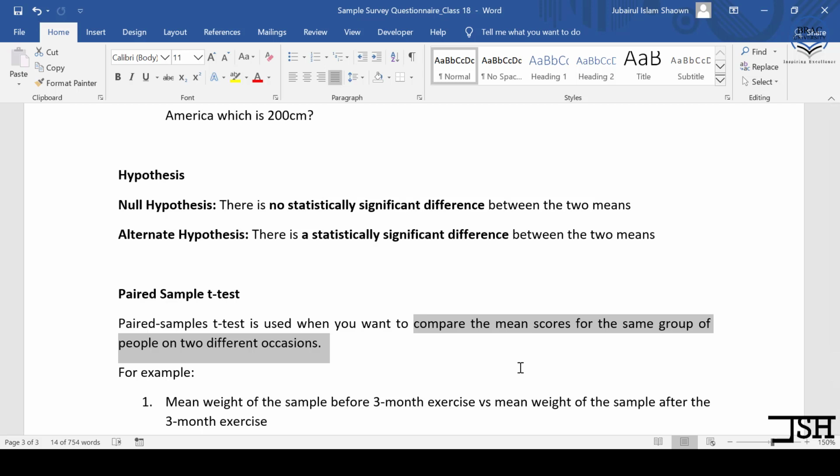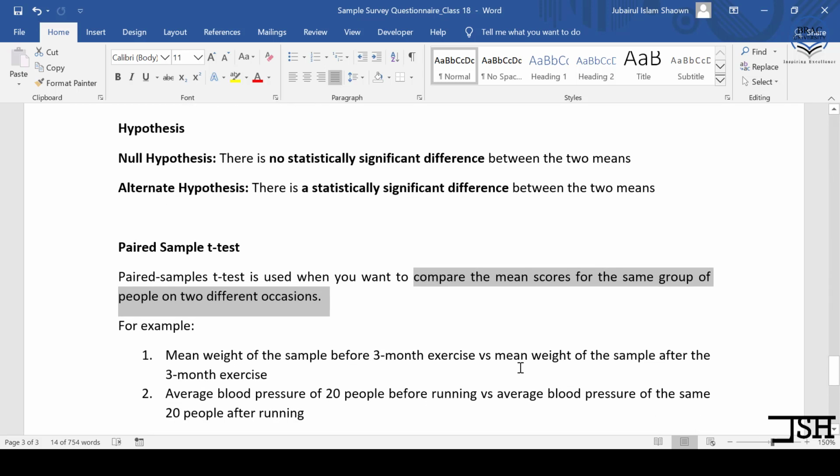Now let's move on to the next example. Say I have average blood pressure of 20 people before running versus I also have average blood pressure of the same 20 people after running. So again, what I did here, I collected data from 20 people about their blood pressure before running and calculated the average. And then after running, I also again collected the blood pressure data from them and calculated the average. Now after that, I can compare these two averages or these two means using paired sample t-test.